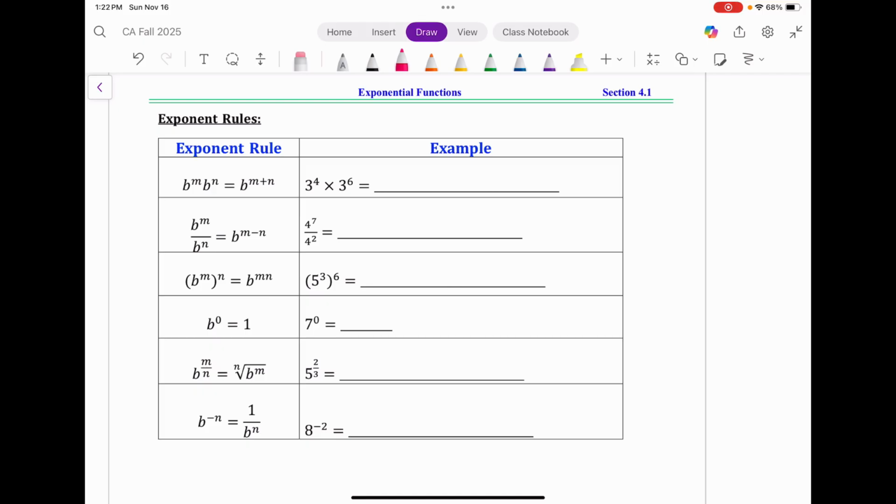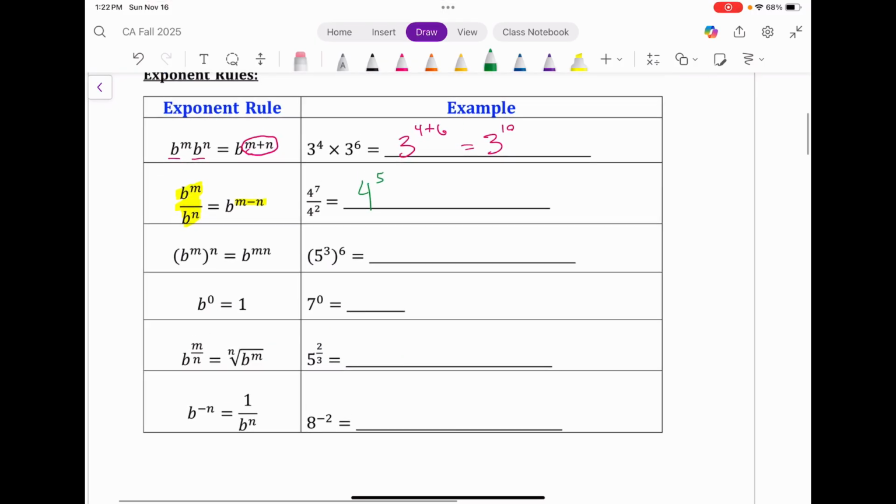Okay, so if you have common bases being multiplied together, the rule is that you add the exponents. So in this example, you'd have 3 to the 4th times 3 to the 6th, so that would just be 3 to the 10th. Okay, if you're dividing common bases, the rule is you subtract the exponents. So on that example, 7 minus 2 is 5, so 4 to the 5th is the simplified version of that.